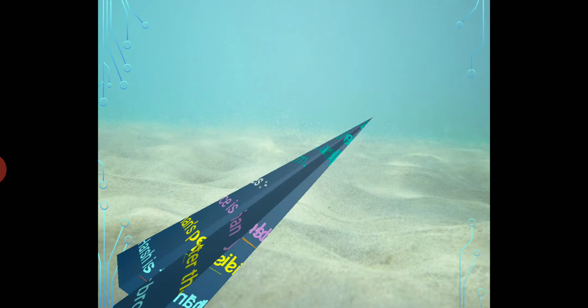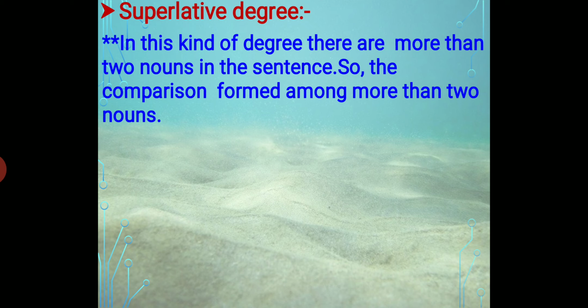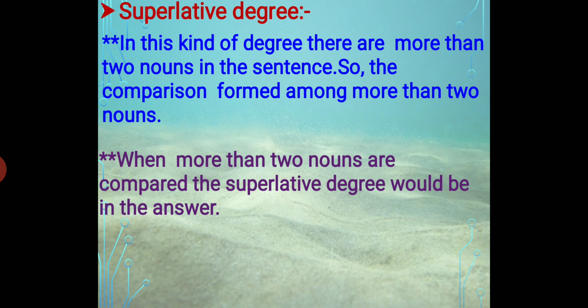Let's move on. The next kind of degree is the superlative degree. In this kind of degree, there are more than two nouns in the sentence. So the comparison is formed among more than two nouns. For comparison, there is no rule that only two nouns are compared. But if more than two nouns are compared, then we will get the answer in the superlative form of the degree.